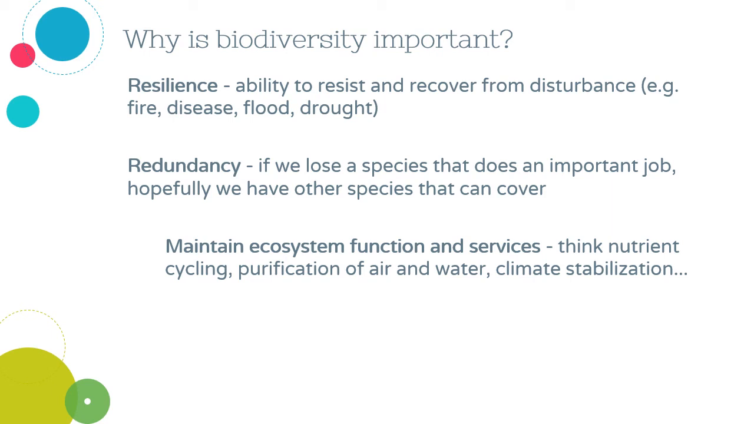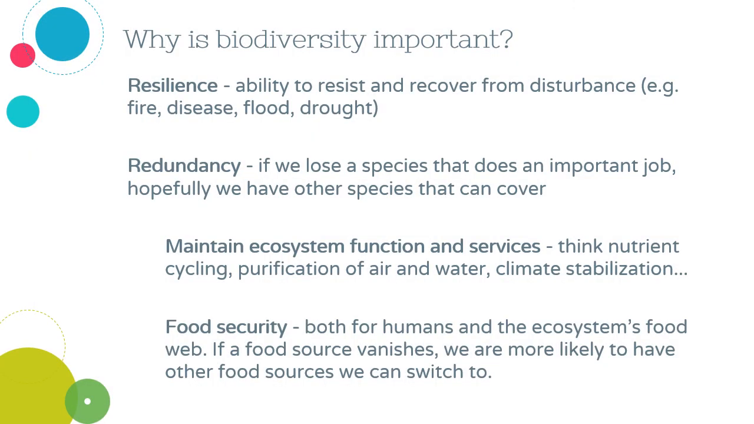If we lose a keystone species, often we can lose our ecosystem function. So thinking about how more species in an environment just increases your chances to have that redundancy so that you can maintain function if there is some sort of disturbance. And food security is an ecosystem service. So that is a provisioning service that ecosystems provide, this ability for us to acquire food from them.